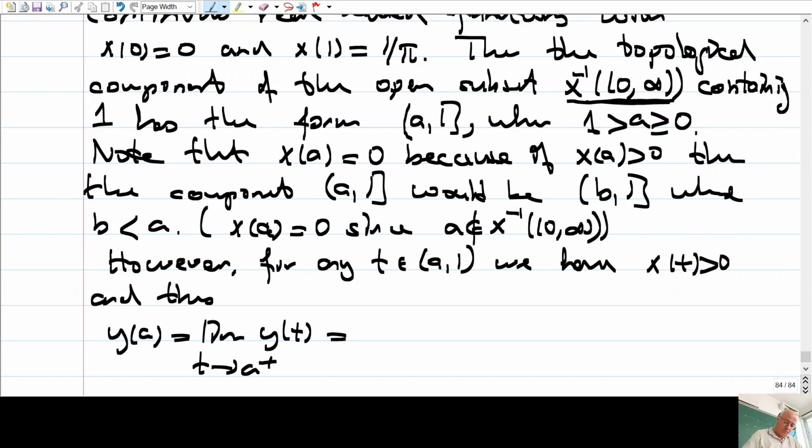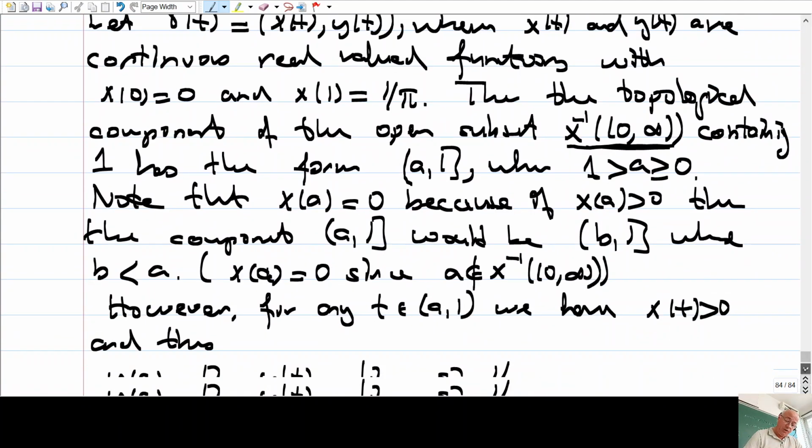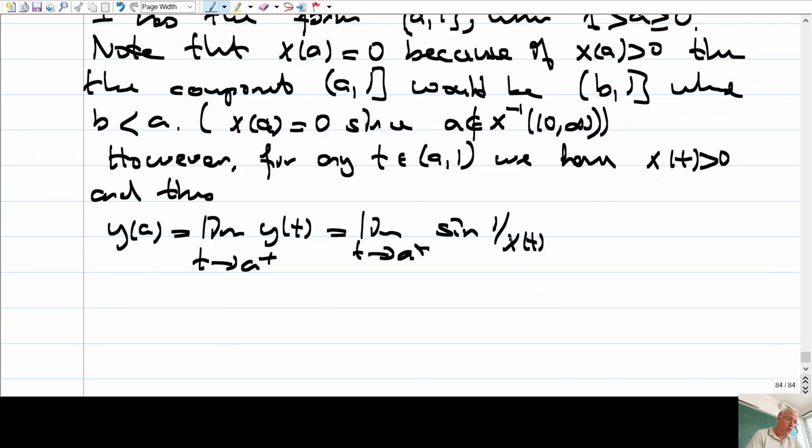But when x(t) is positive, y is equal to sine of 1 over x(t), right? Because this is my space. When x is 0, I have only the y-axis. When x is positive, I am on the sine curve. So here, this value should be on the sine curve.